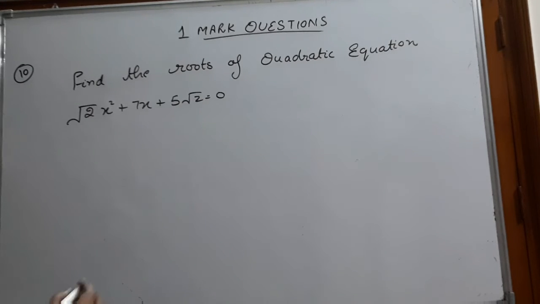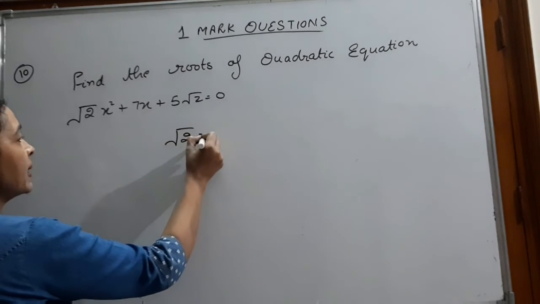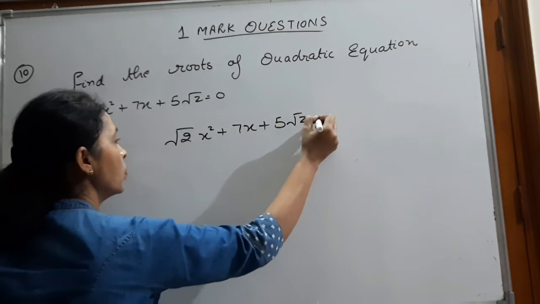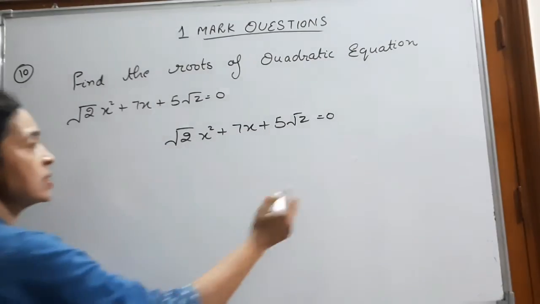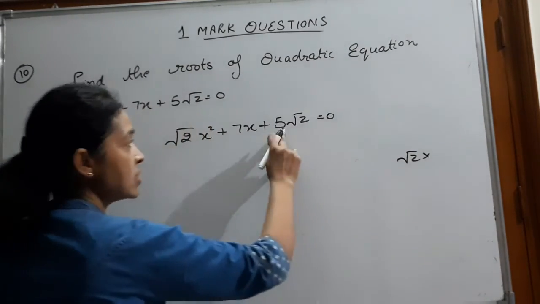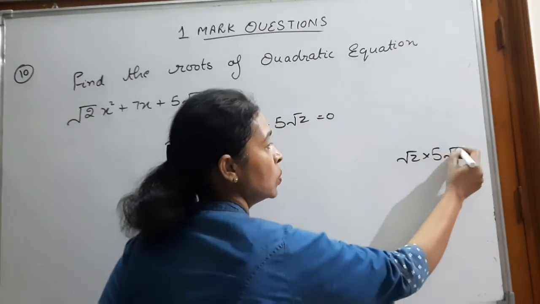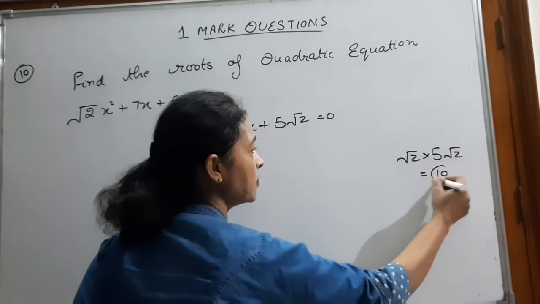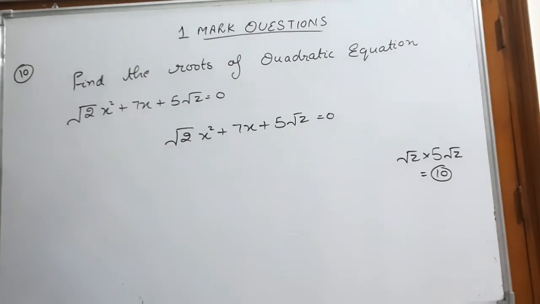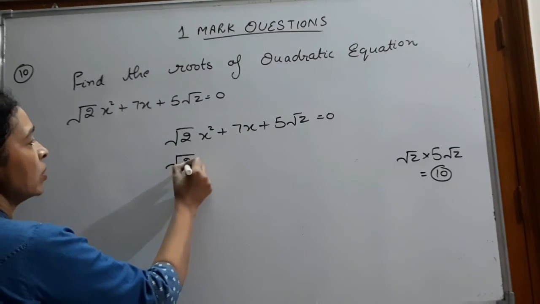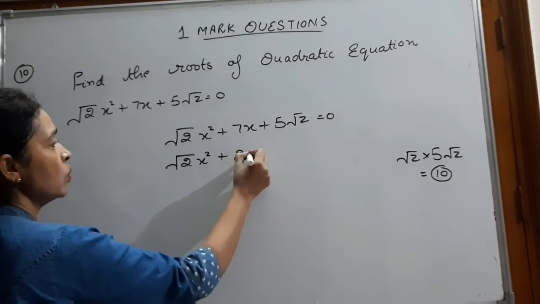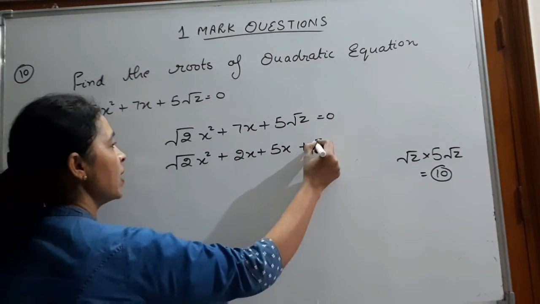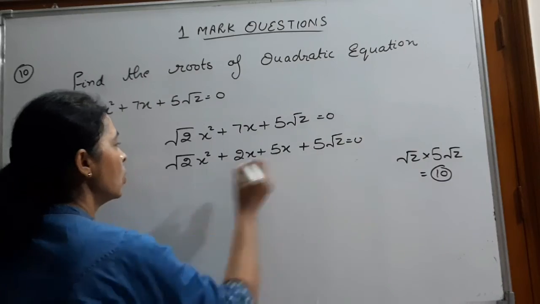Find the roots of the quadratic equation root 2 x square plus 7x plus 5 root 2 equals 0. Coefficient of x square is root 2, into the constant 5 root 2. Root 2 into 5 root 2, root 2 into root 2 is 2, that is 10. Factors of 10: 5 twos are 10. We can write root 2 x square plus 2x plus 5x, 2x plus 5x is 7x, plus 5 root 2 equals 0.